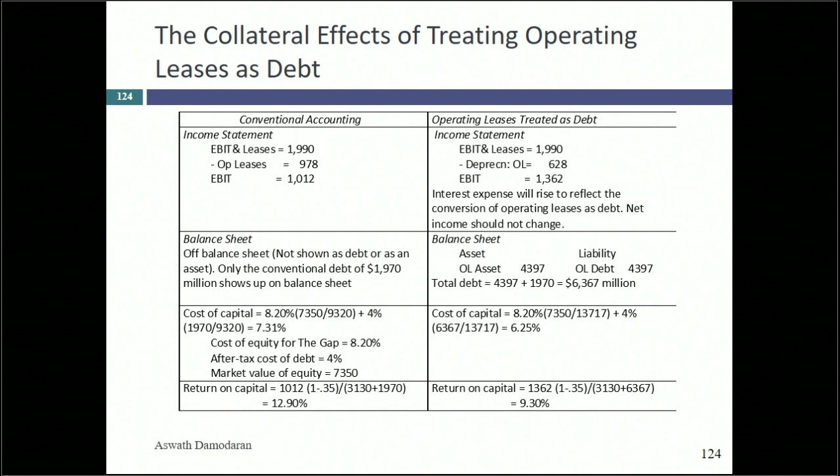After I make the conversion, both numbers change, right? The cost of capital goes up, the return on capital comes down. Both go down. The difference goes to 3%. In the case of the Gap at lease, converting leases to debt actually reduced their value by about 5%.